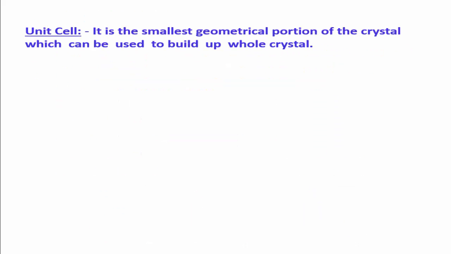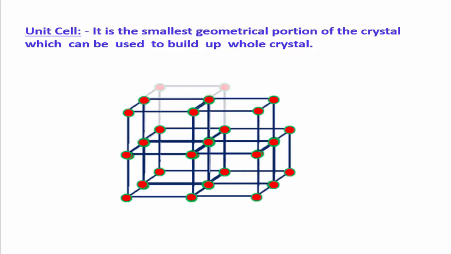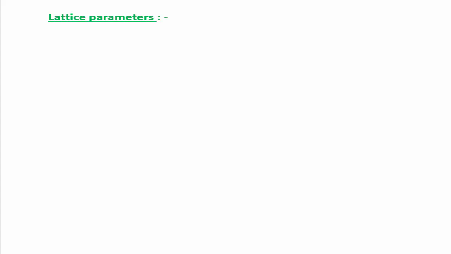Next important part is the unit cell. If you observe this cube, if this cube is repeated in all directions along the x-axis, y-axis and z-axis, it results in a crystal. So this shaded portion which is used to build up the whole crystal is called the unit cell. It is defined as the smallest geometrical portion of the crystal which can be used to build up the whole crystal. Next term is lattice parameters.